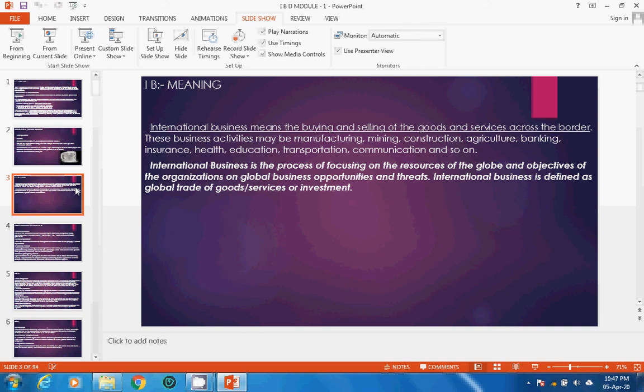So these business activities may be manufacturing, mining, construction, agriculture, banking, insurance, health, education, transportation, communication, etc. International business is the process of focusing on the resources of the globe and objectives of the organizations on global business opportunities and threats. Therefore, international business is defined as global trade of goods and services or even investment.